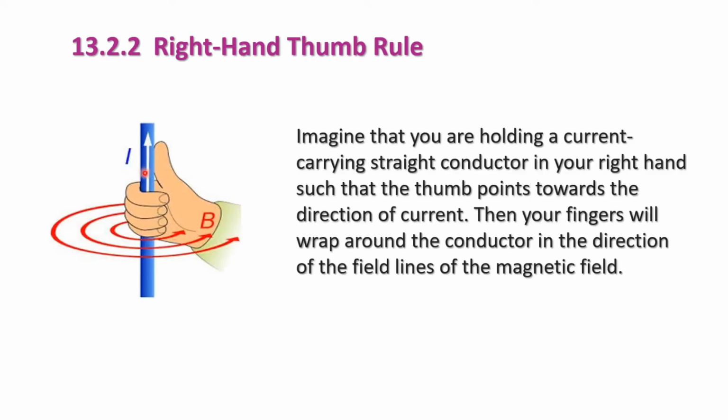Now the next topic is the right hand thumb rule. Imagine that you are holding a current carrying straight conductor in your right hand such that the thumb points towards the direction of the current. So this is the direction of current. Then your fingers will wrap around the conductor in the direction of field lines of the magnetic field. So this is the direction of current and this will be the direction of magnetic field. That means the current is moving upward and the magnetic field will move anti-clockwise.